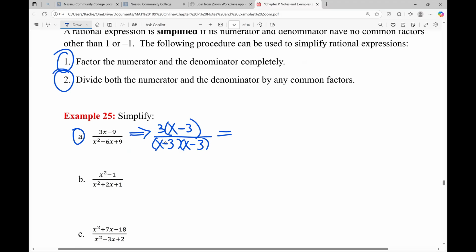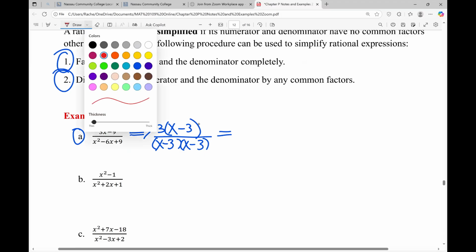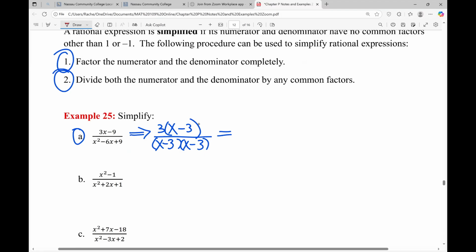Now that we're in factored form, I can look at this and say, okay, in the numerator, I have an x minus 3. And in the denominator, I also have an x minus 3, right? X minus 3 over x minus 3 reduces to 1. That's the only common factor that I have in the numerator and the denominator. So now all that's left is the 3 in the numerator and the x minus 3 in the denominator. So my simplified answer would be 3 over x minus 3.